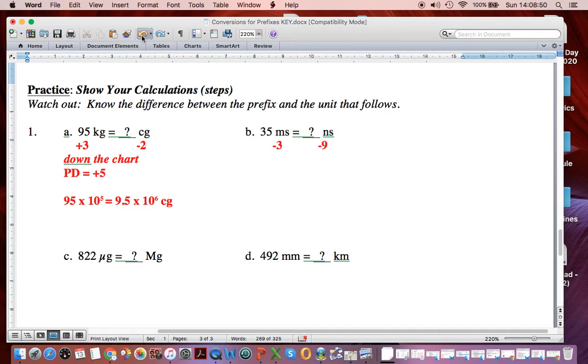We're going to do the same thing for B. Milli means -3, nano means -9. Again, we're going down the chart. We're going from a small number to a smaller number. So our power difference is going to be positive, and it's going to be +6. They're 6 away. So we're going to go 35 times 10 to +6, and just like the last one, we have to make a proper scientific notation. We shrink this by 10 and we increase that by 10, and we have our answer.